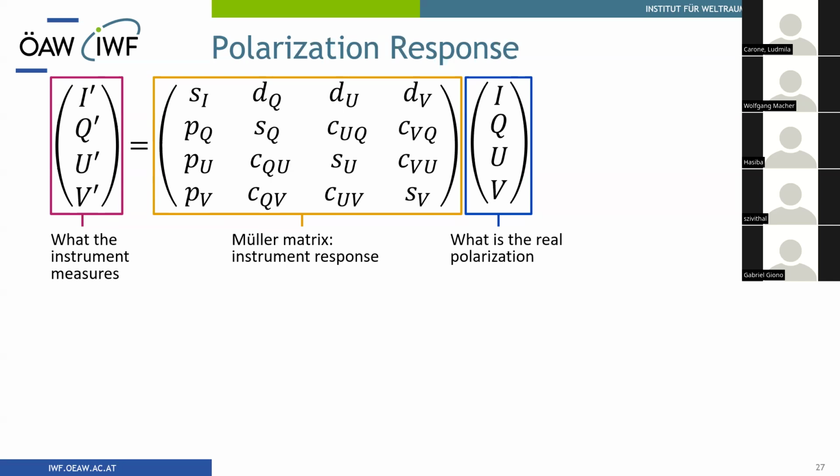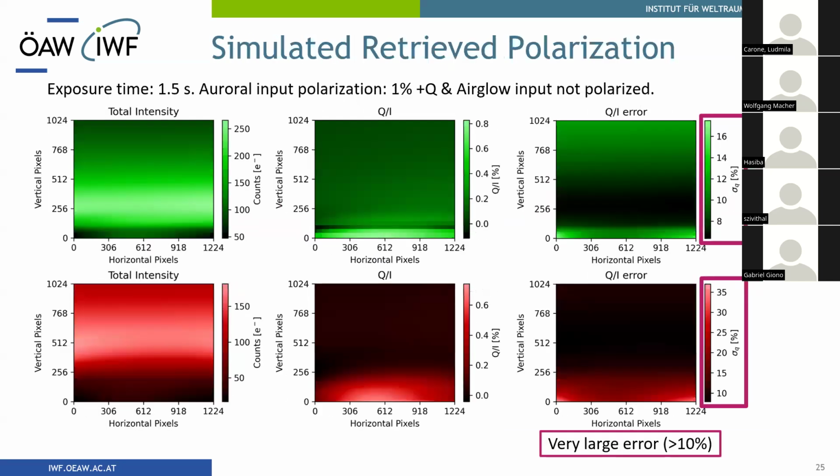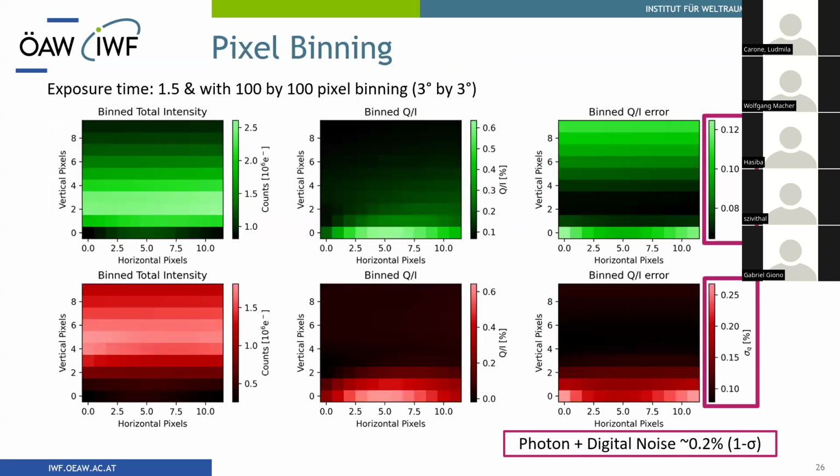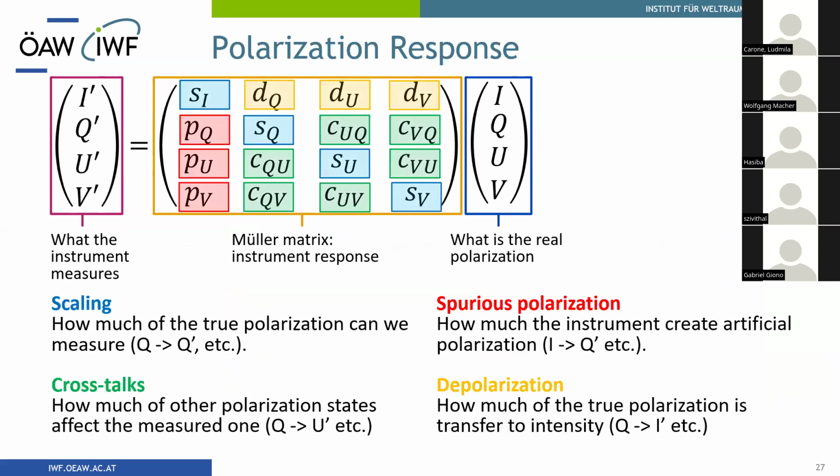So when I showed you this before, when I retrieve the polarization here, this is assuming that the matrix is identity, but it's not true. Actually, what you measure is this in reality. And you need to quantify all this matrix to understand how your instrument might affect the polarization.